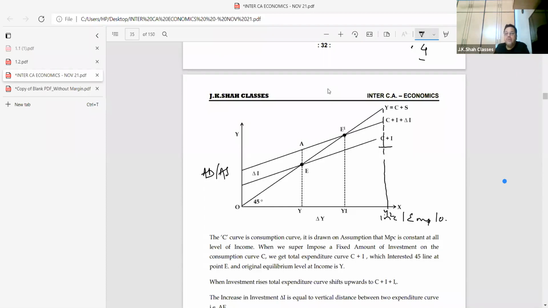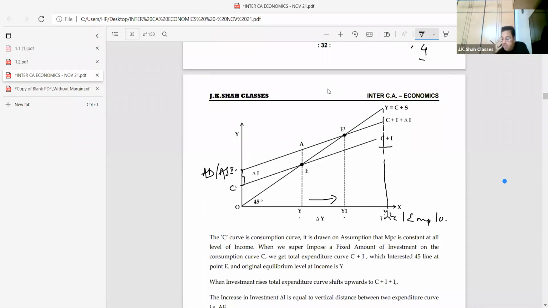So to solve this problem of unemployment, what happens? Government comes and makes investments. So I draw this particular line, C plus I plus delta I. Now, when government makes investment, imagine this is the investment government made. Suppose this is C, this is I. So investment is made in this proportion, CI. But when government makes investment of CI, income rises by YY1.